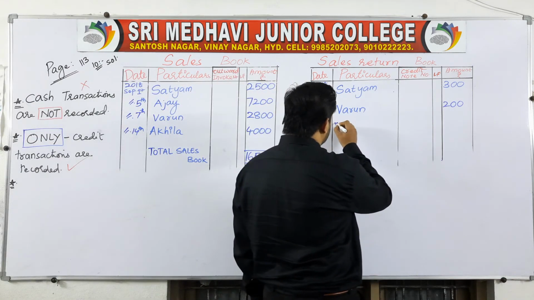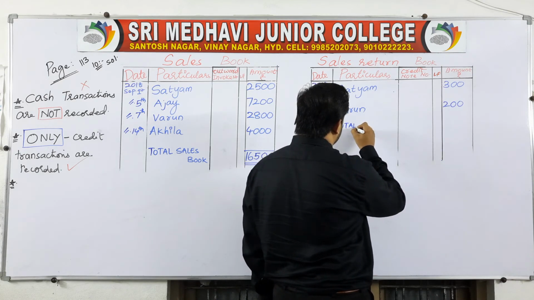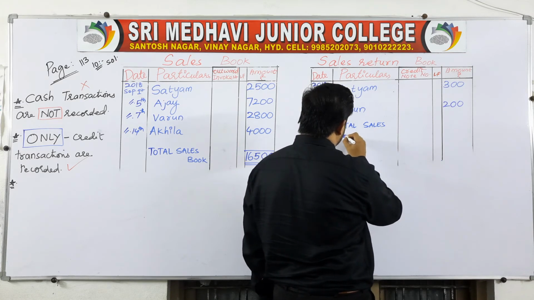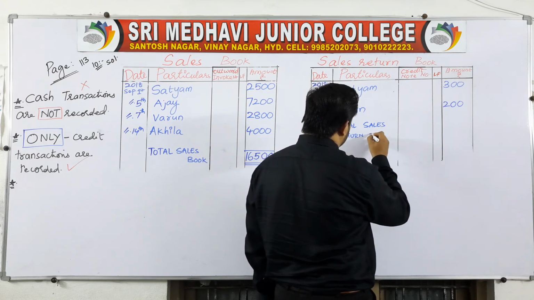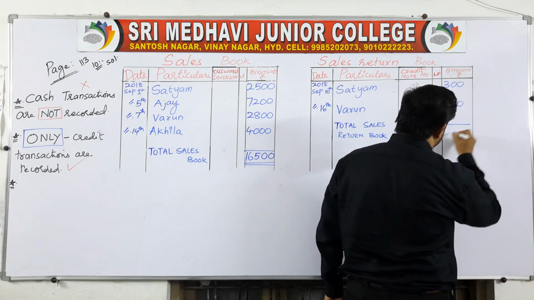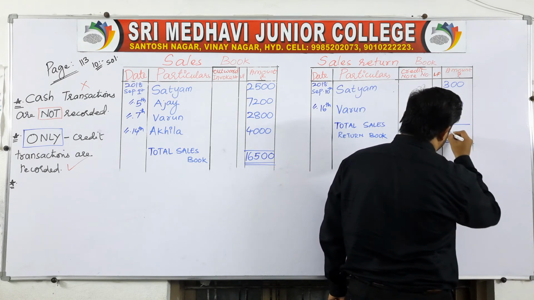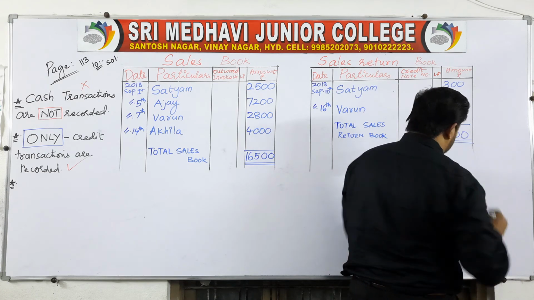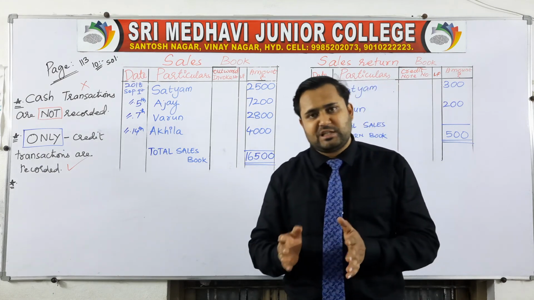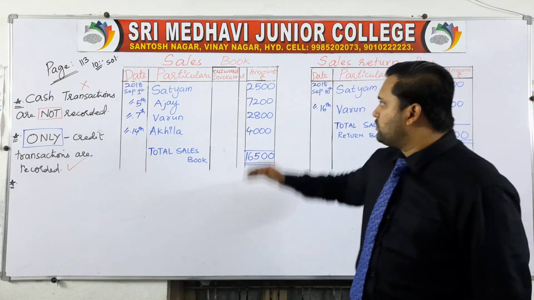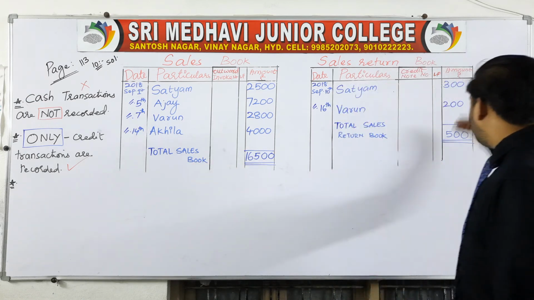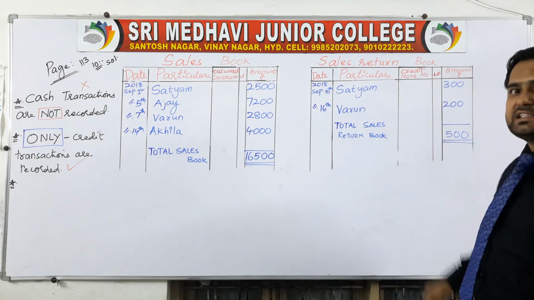Whereas the total of sales return book is 500. How much is the total? 500. With this, you will come to know the total of sales book and sales return book. 16,500 is the total sales book, 500 rupees is the total sales return book.